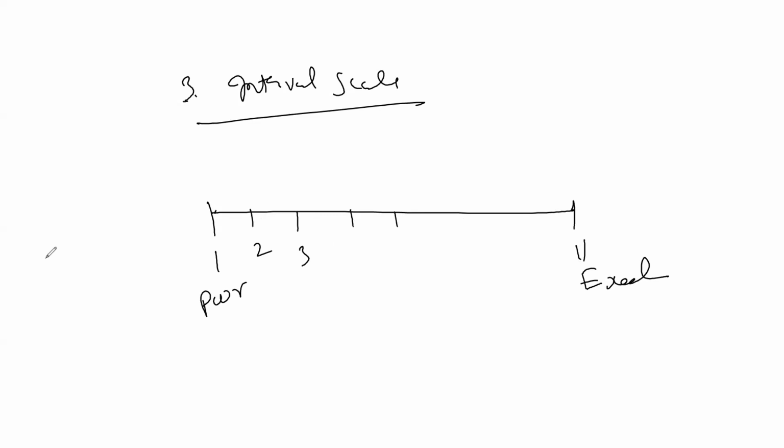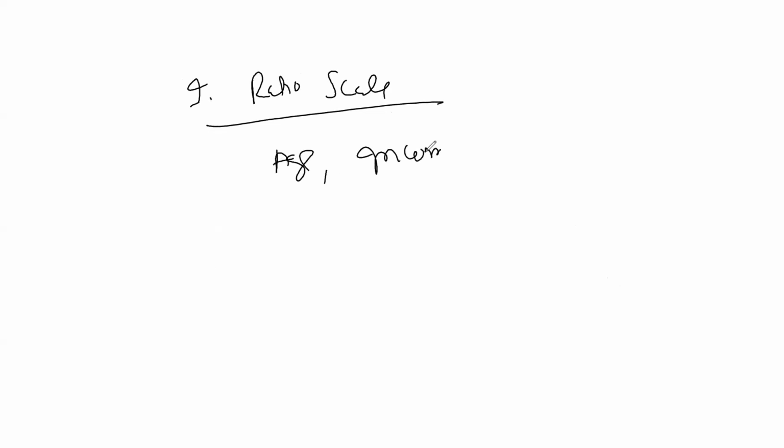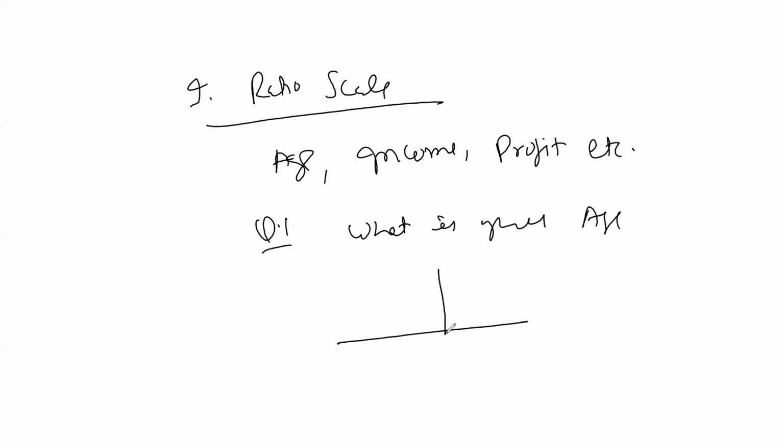The last question type we can prepare is the ratio scale. Examples of ratio scale are age, income, profit, etc. So you can prepare your question like, what is your age? Age starts from 0, so your age may be 4 years, 5 years, 10 years, 20 years, 30, 40, 50, 60, 70, 80.